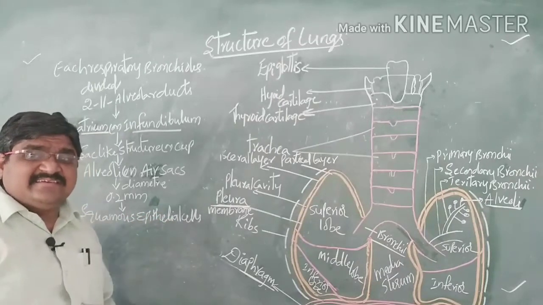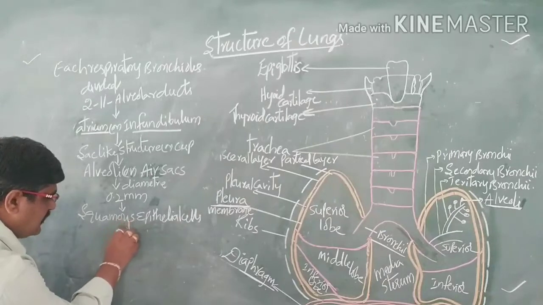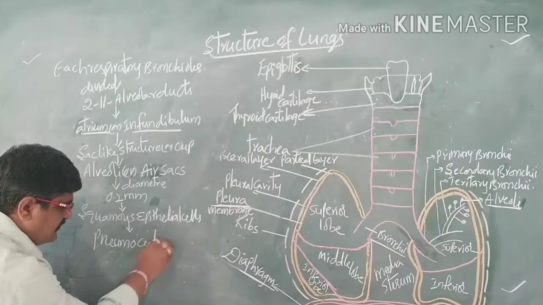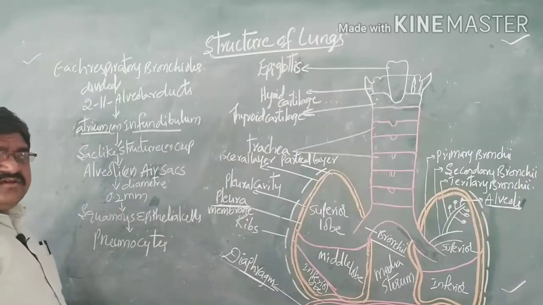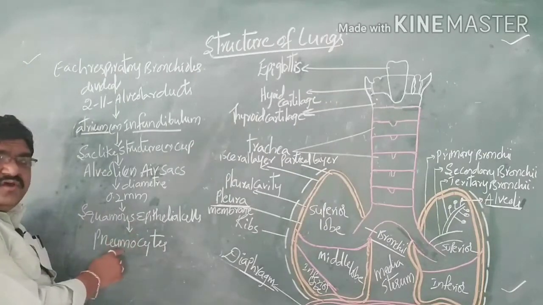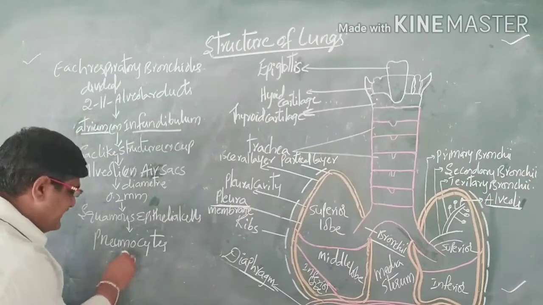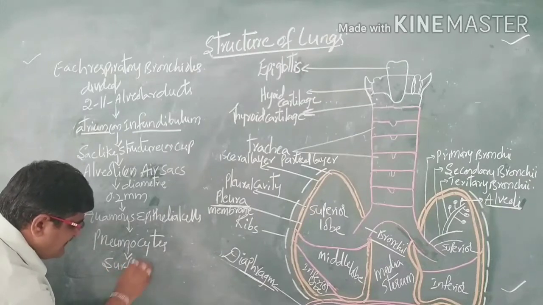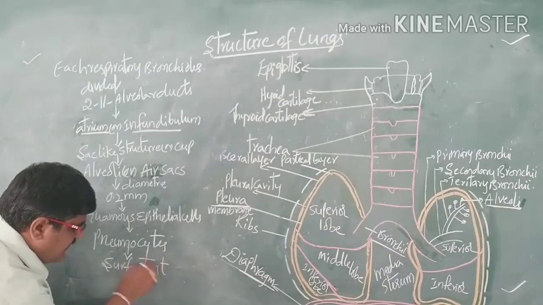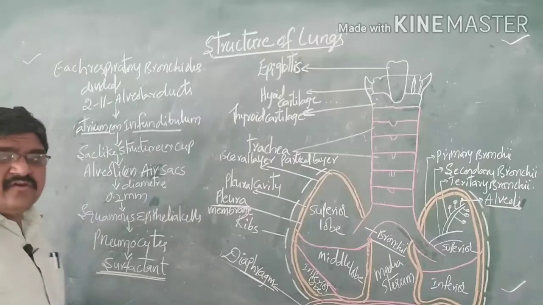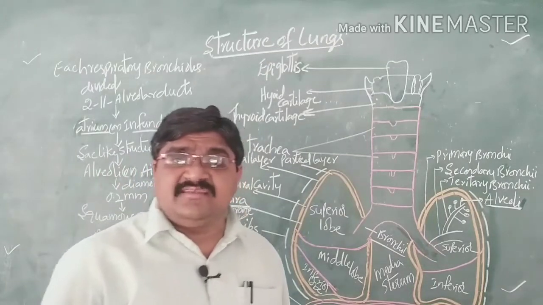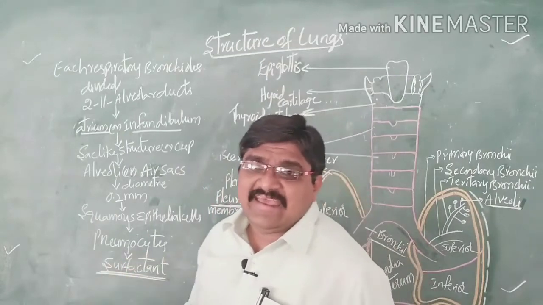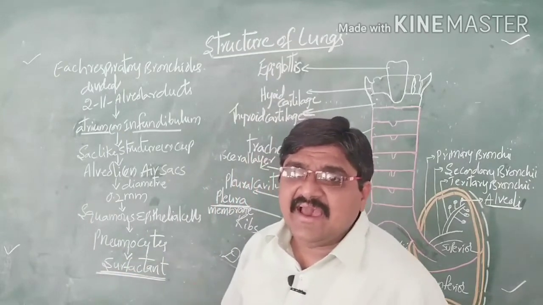This squamous epithelium consists of specialized cells called pneumatocytes, which secrete a substance called surfactant. What is the function of this surfactant? It prevents the collapsing of the air sacs inside the lungs.